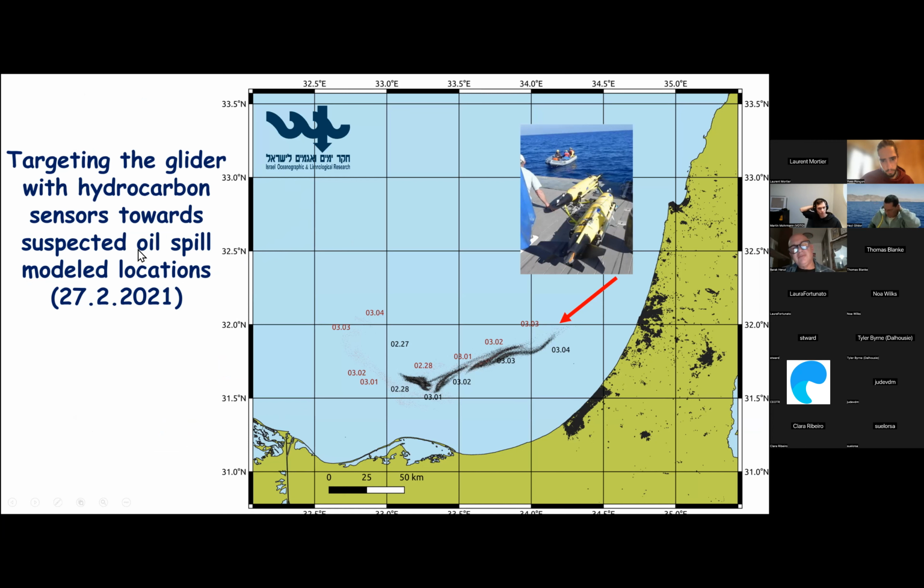Toward the end of the month, there was another suspected leak on the 27th of February in this area. Running the model, the propagation was towards the Israeli Sea, so we decided to use the glider to target it into this area to see whether we can see some anomaly in the hydrocarbon sensor, but this leak actually dispersed before getting into the Israeli EEZ.